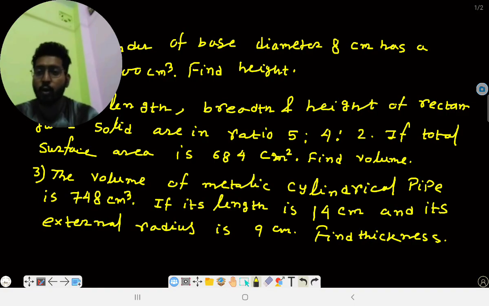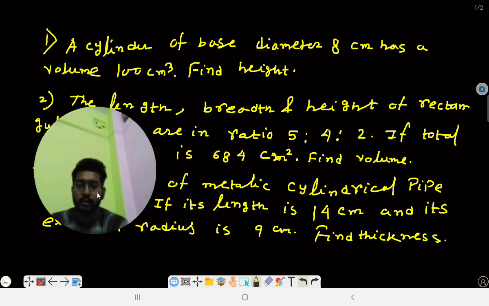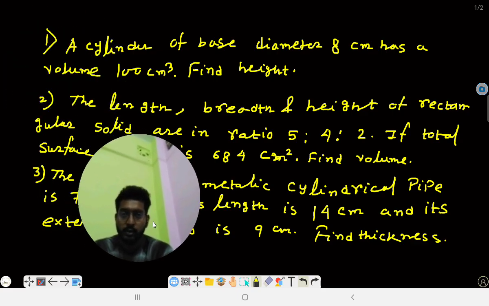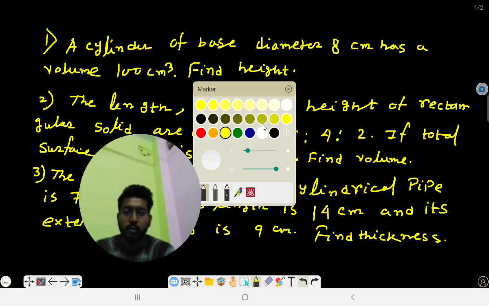Today we'll discuss the topic of surface area and volume of cylinder, cuboid and cube. So same thing, there will be 5 questions. We'll try to solve this one. So the questions are this. First one, question number 1. We'll solve the first question, question number 1.